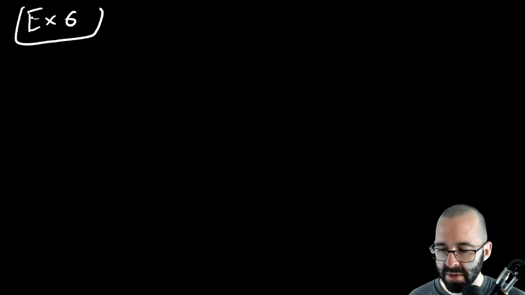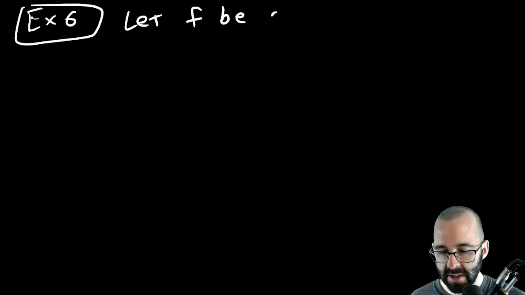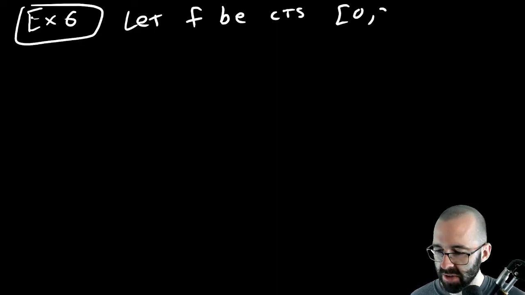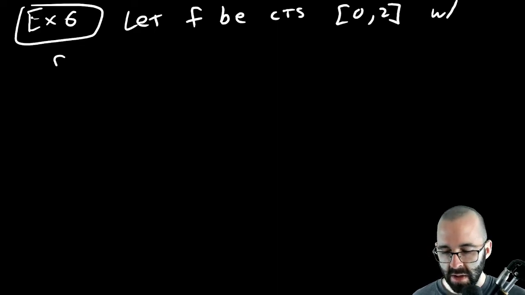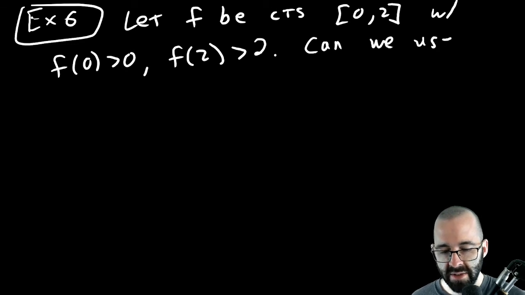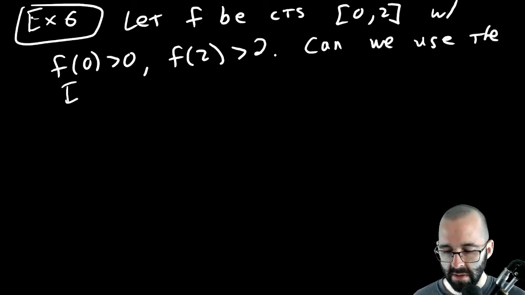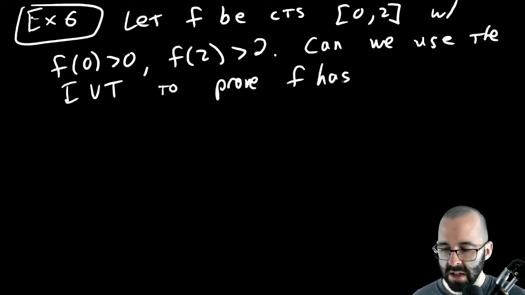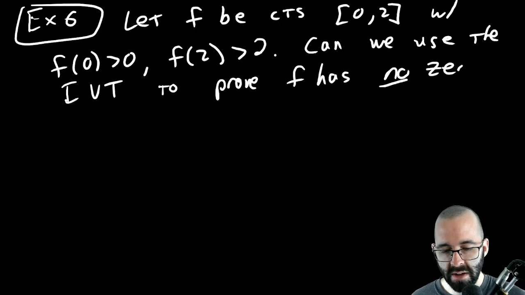Do 2 more examples. Let f be continuous on the interval from 0 to 2, with f of 0 being positive and f of 2 being positive. Can we use the IVT here? Can we use the IVT to prove that f has no zeros in this interval?